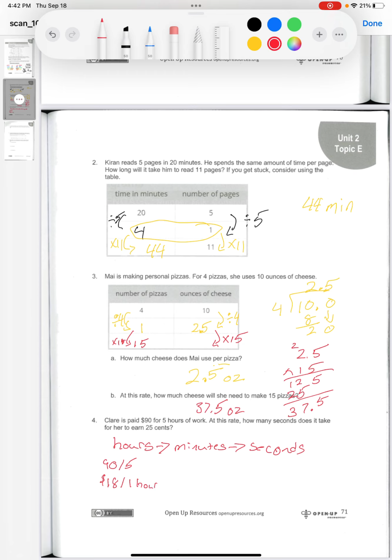Well, so now I've got 1 hour. So instead of doing 5 hours times 60 minutes times 60 seconds, well, I know that in 1 hour there are 60 minutes. So that means when I change to minutes now, instead of doing 60 times 5 and having 300 minutes and doing 90 divided by 300, I've got $18 divided by 60 minutes.